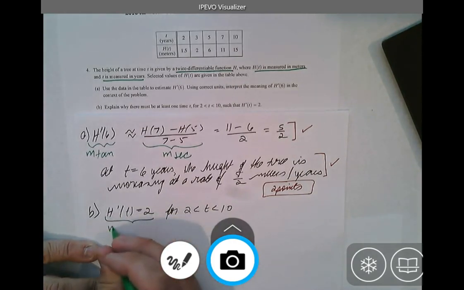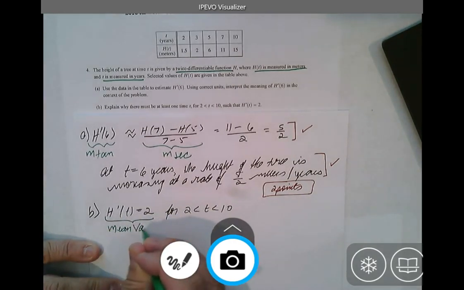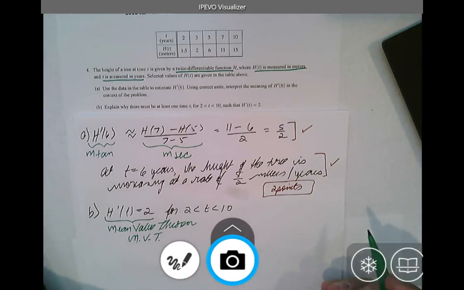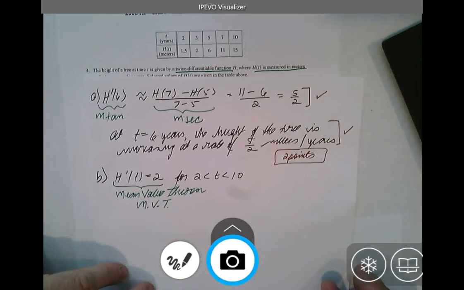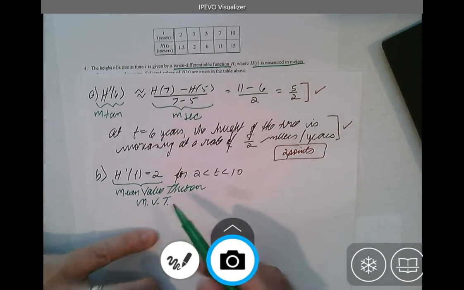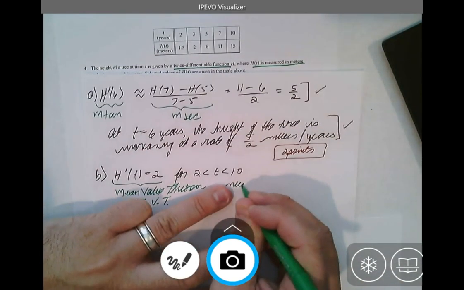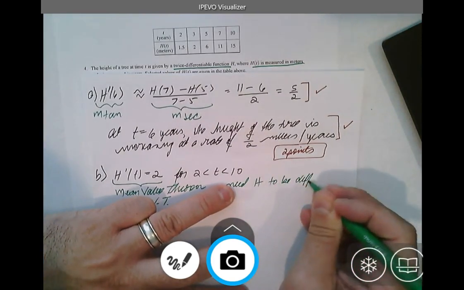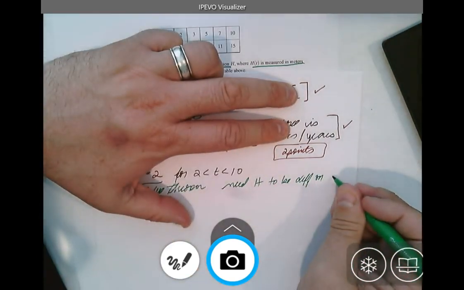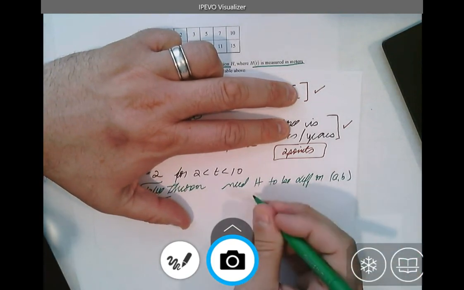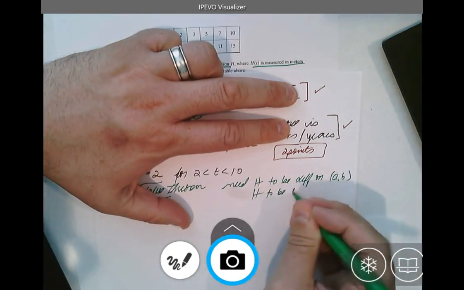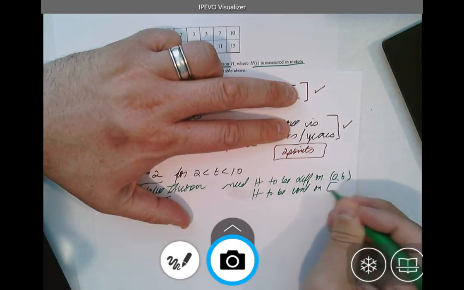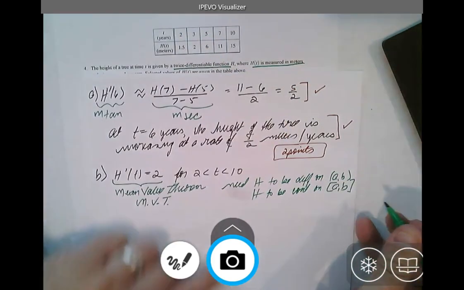That is a very typical setup for the mean value theorem. That is what the mean value theorem tells us if certain conditions have been met. The conditions that we need in order to use the mean value theorem are that h is differentiable on some open interval a, b, and h is continuous on the closed interval a, b.